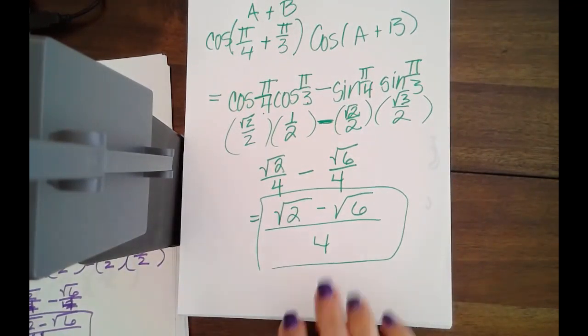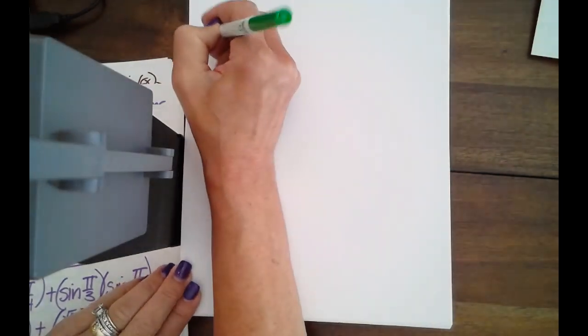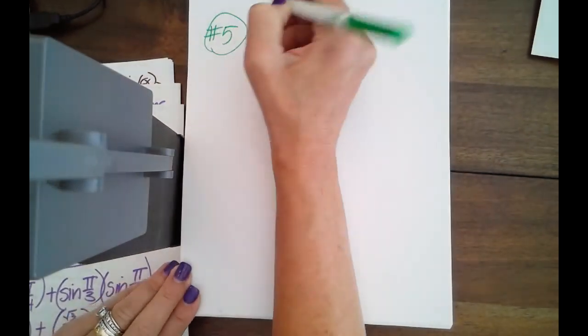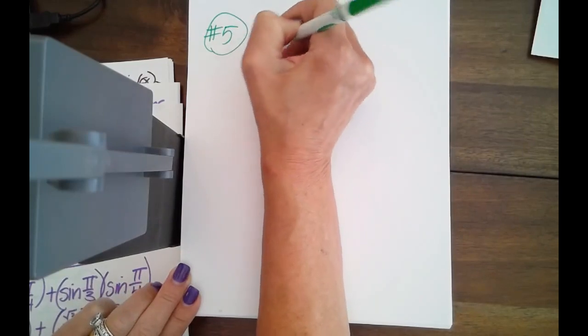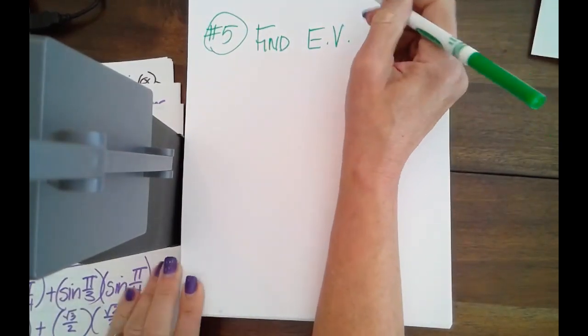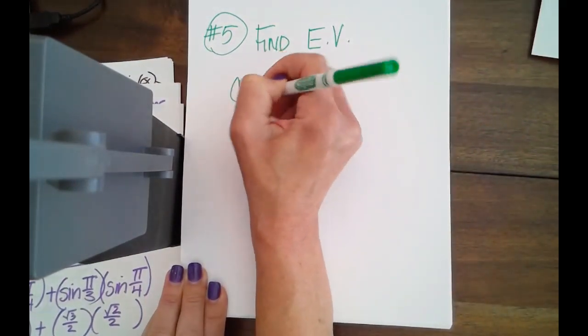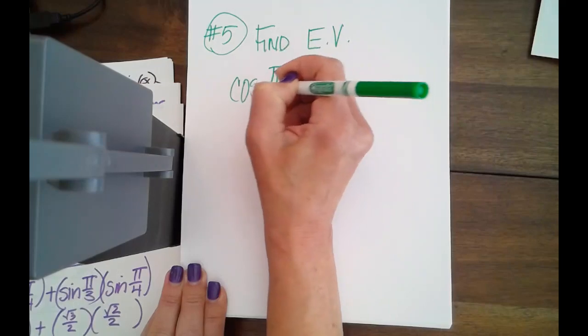All right, let's do another one. All right, let's get number 5. Number 5, okay, same thing. Find the exact value. Okay, so we're going to find the exact value. And this is from your homework. So we're going to find the cosine of pi over 12.